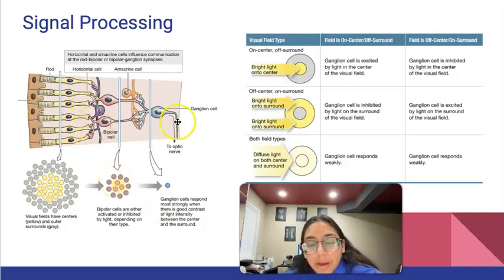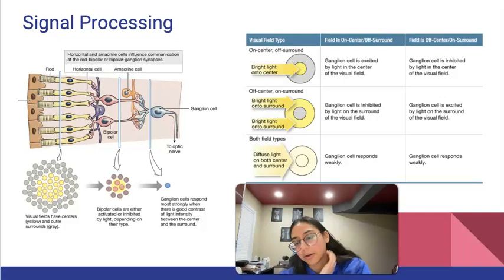And then based on where the light is also hitting the visual field, the ganglion cell responds in a different way as well. So ganglion cells respond most strongly when there is a strong contrast between the surround and the center of the visual field. So if there's a strong contrast, then there will either be a lot of action potentials that are sent, or there will be none. But if the contrast is weak between the surround and the center, then there will be an intermediate response by the ganglion cell, which you can see in this chart here.